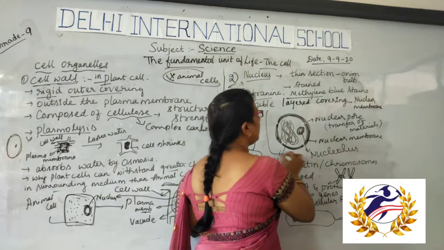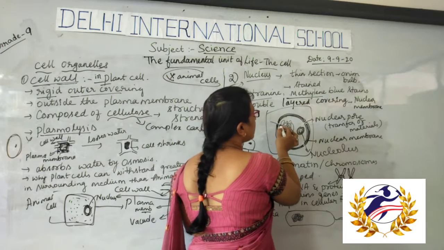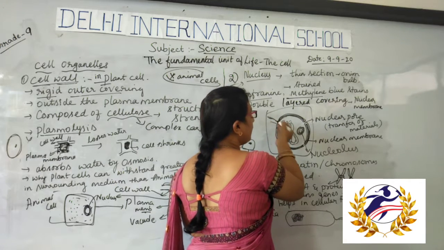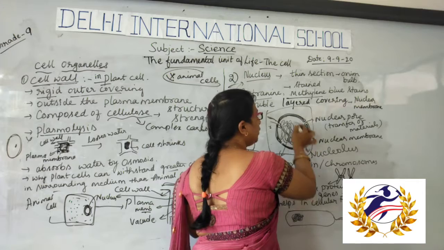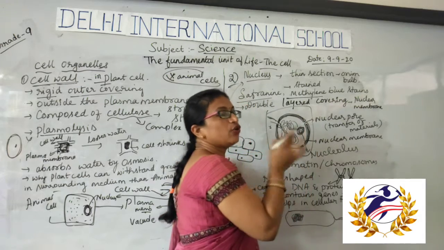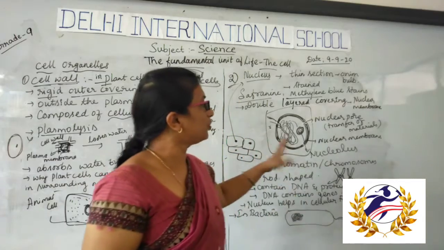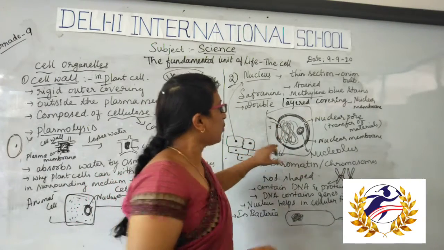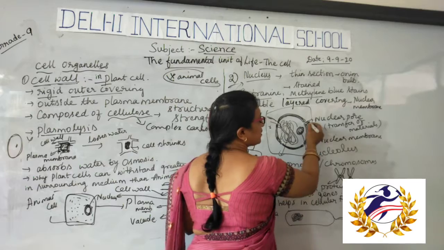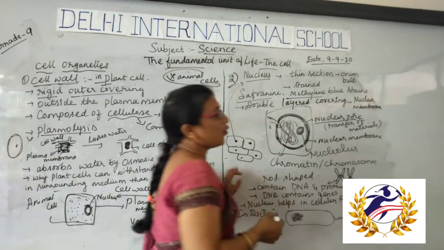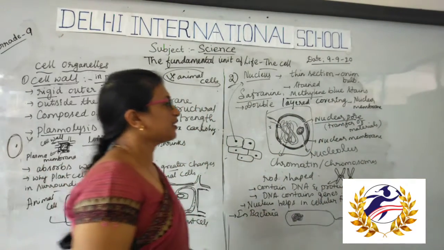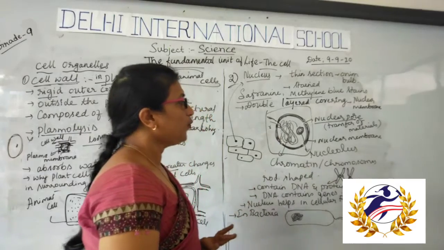Why is there an opening? Because for the transfer of molecules from the cytoplasm to the nucleus, the transfer should take place from the outside of the nucleus to inside. So that's why there is a small space or a pore-like structure that is called the nuclear pore, for the transfer of materials, of the molecules.